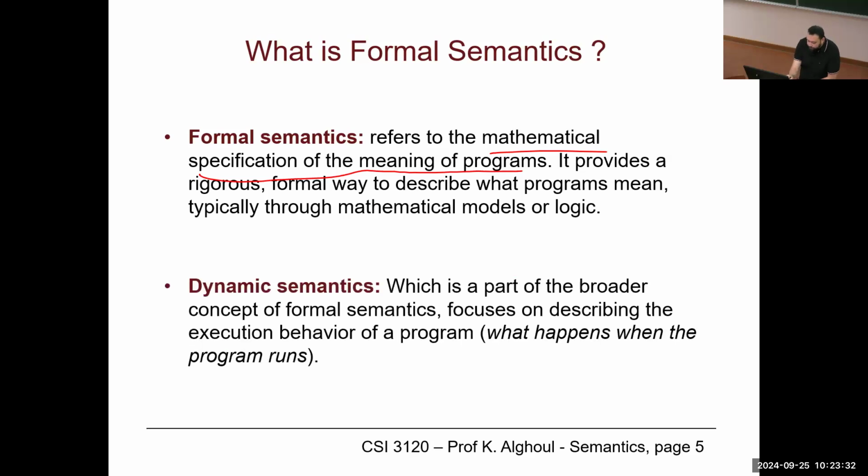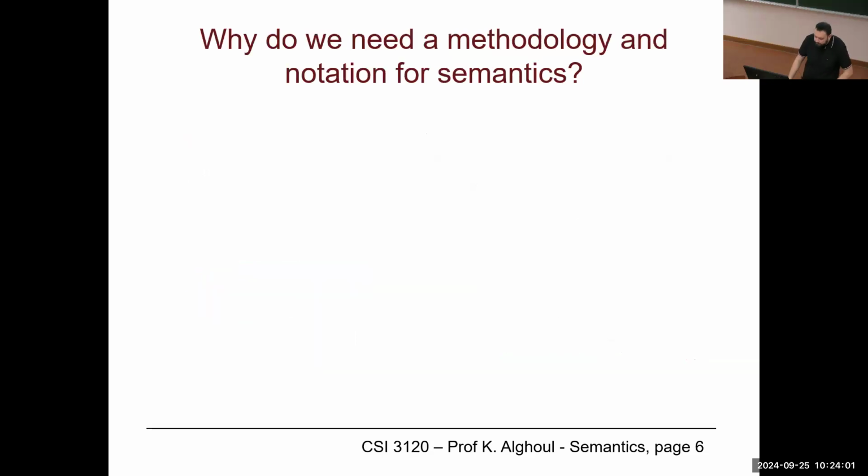Now, if you read the word dynamic semantics, it's part of the formal semantics. So formal semantics is just a broader terminology. The dynamic semantics is the same thing. We're talking about the meaning, but it's more like what happens when the program runs. So I just put both terminologies in case you're reading something online and you see dynamic or formal. Both of them refer to the meaning of the program.